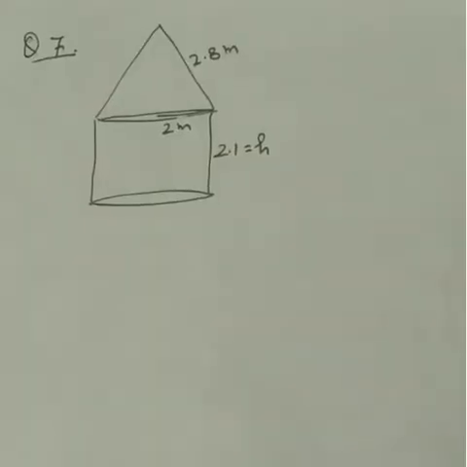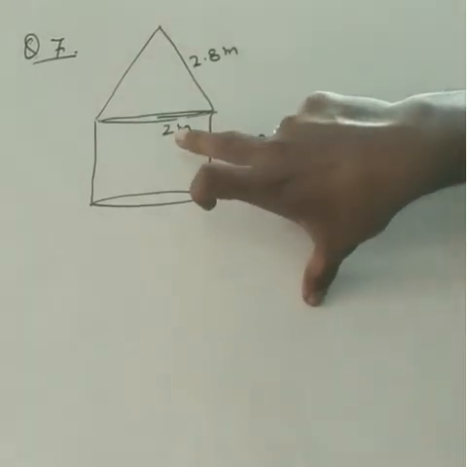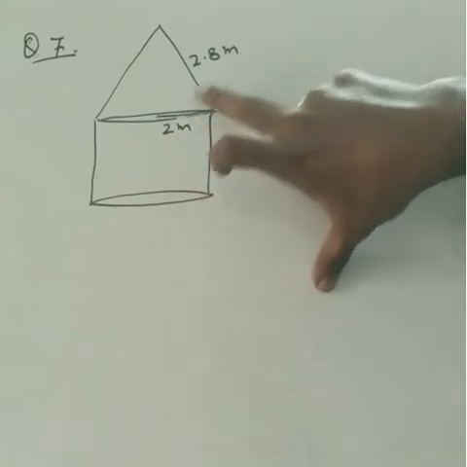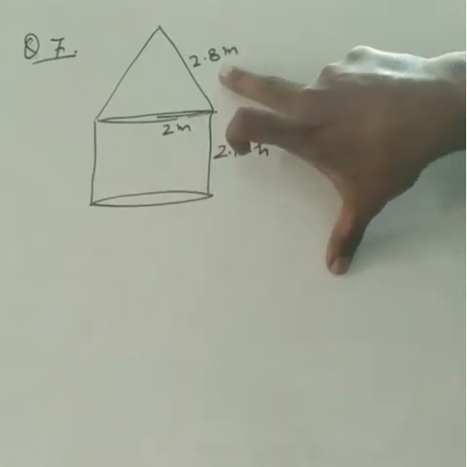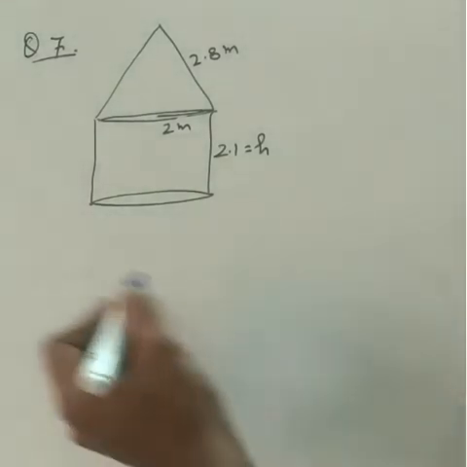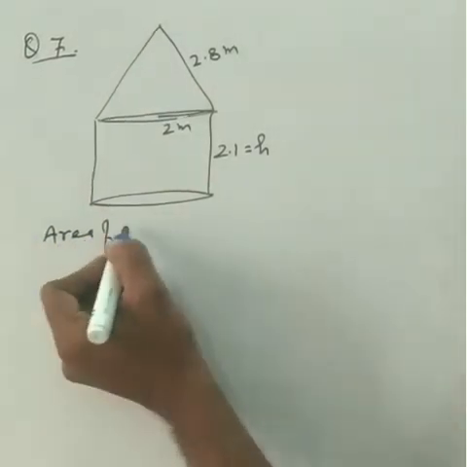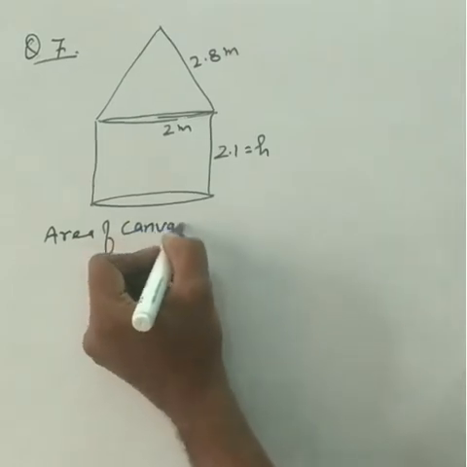Now in the next it is given a tent is in the shape of a cylinder surmounted by a conical top. If the height and diameter of the cylindrical part are 2.1, height is 2.1, diameter is 4, so radius is 2. Slant height of the cylinder cone is given 2.8. We have to find out area of the canvas used.